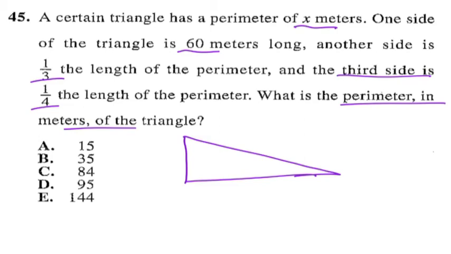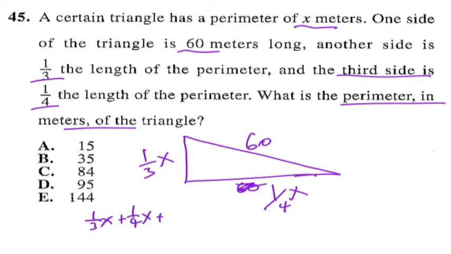Let's say one of the sides is going to be 60, and the other one is going to be 1/3 of x, and the other side, we'll say this is the 1/4 of x. So now what I'm looking at is a problem that'll take this shape. It'll be 1/3 of x plus 1/4 of x plus 60 is equal to x. Okay, x is the perimeter.